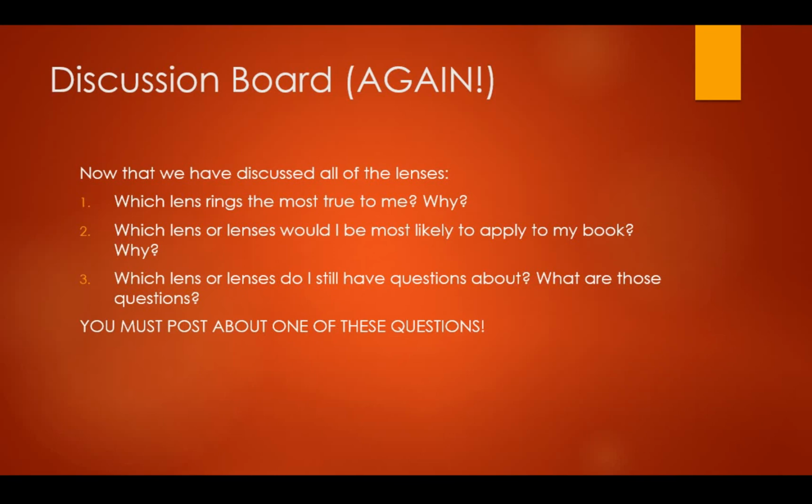That's really the big takeaway for today, is which lens or lenses do I still have questions about, as well as which lens or lenses would I be most likely to apply to my book? Because once we get into Monday in the specific assignment, you'll need to take one of these lenses, or maybe a couple of these lenses, and apply it to various parts of your book.